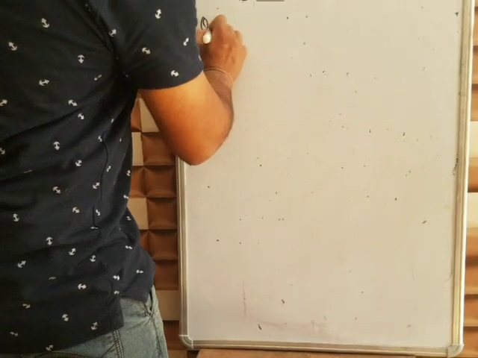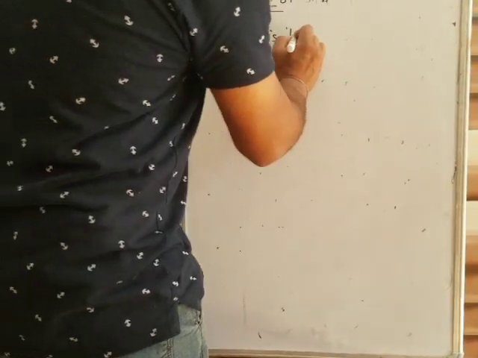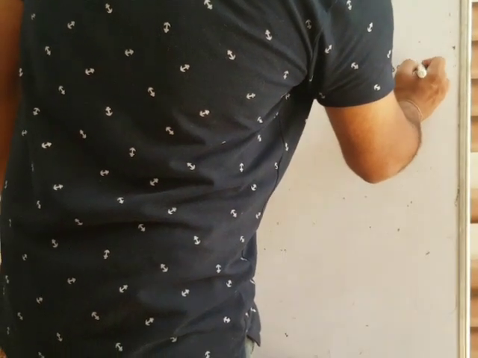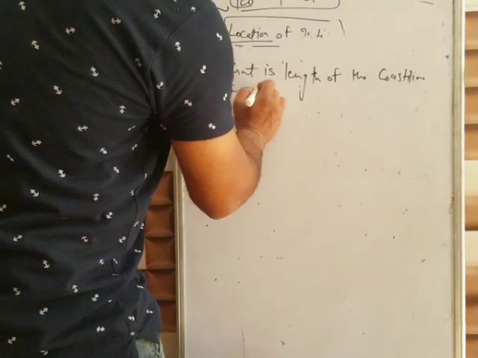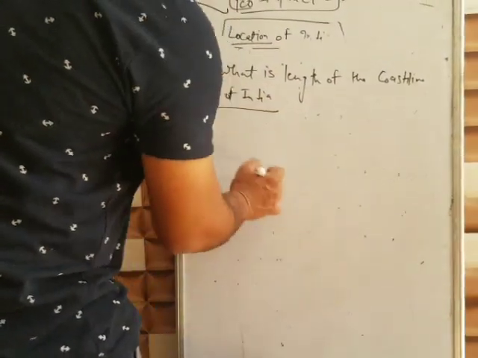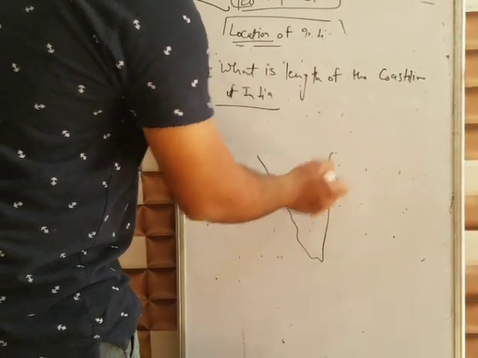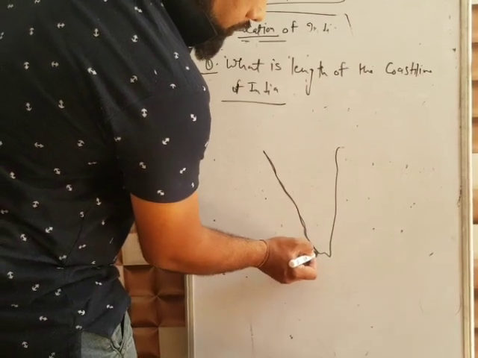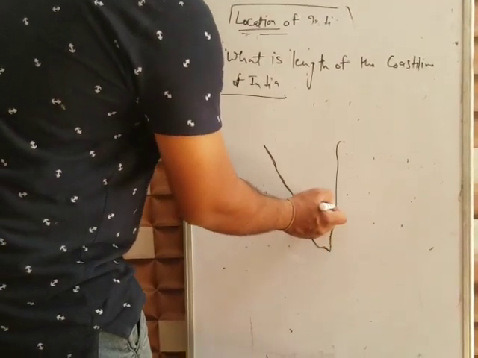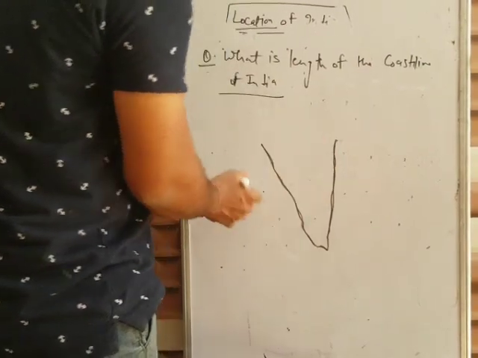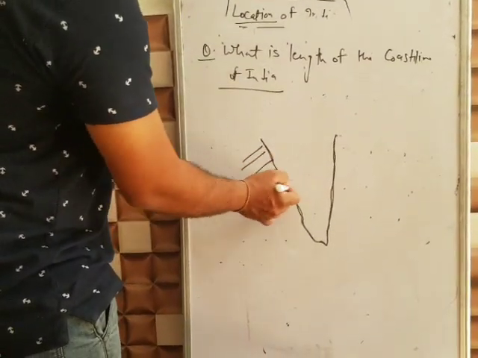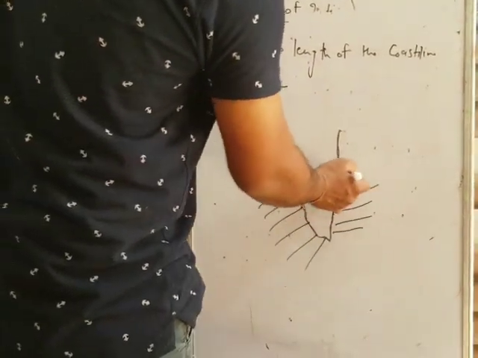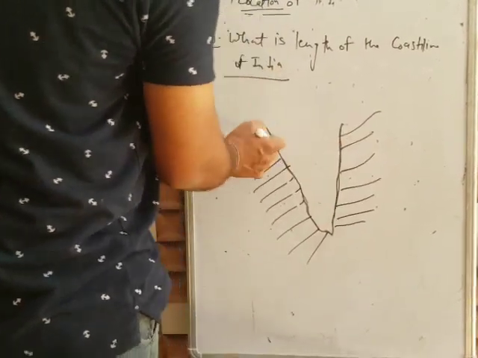Now, another description: what is the length of the coastline of India? You see the map. Coastline means the border where the sea begins. This is the coastline of India, where it touches the sea. This line is known as the coastline.